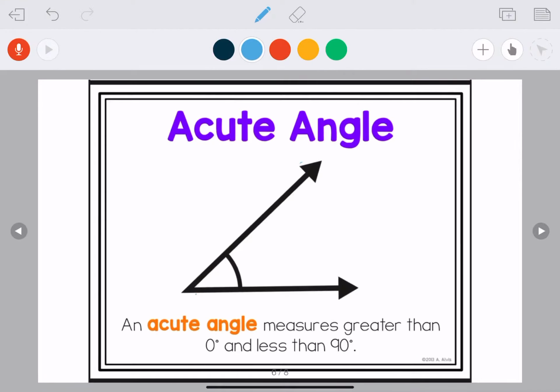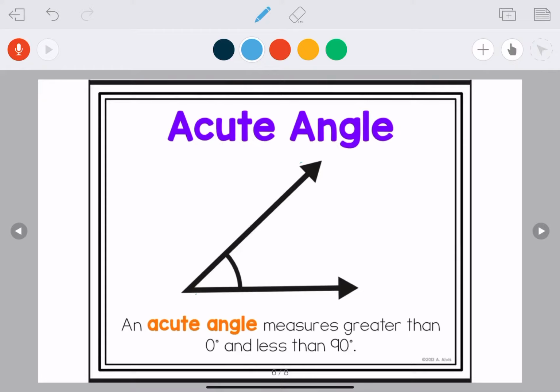We have acute angle. Can you say that with me? Acute angle. Nice job, Levi. I heard you loud and proud. Now, the way I remember acute angle is I think a cute, tiny little angle.